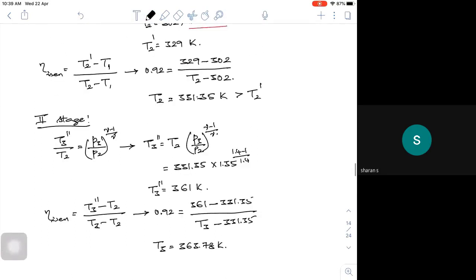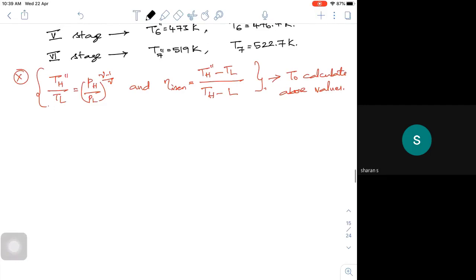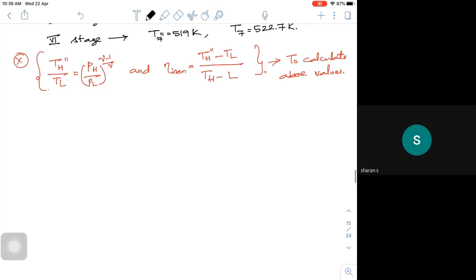Once you have found these temperatures, your polytropic efficiency remains the same throughout the compressor. So once you know it for one stage, it's easy. But we are supposed to find the power actually. That's why we have to calculate all these temperatures. So to calculate the polytropic efficiency, it's given already.